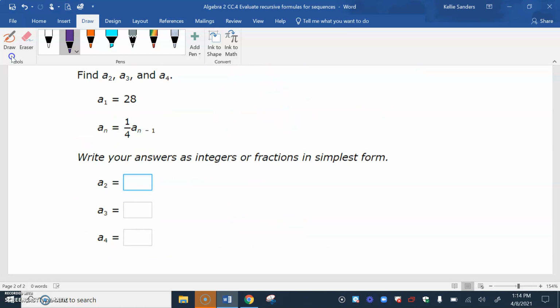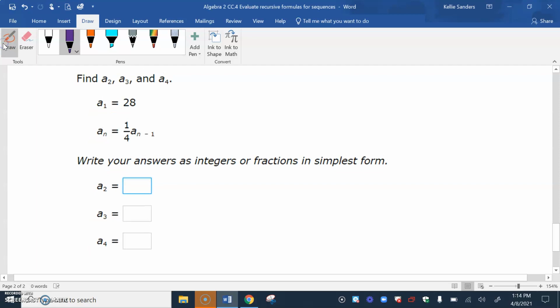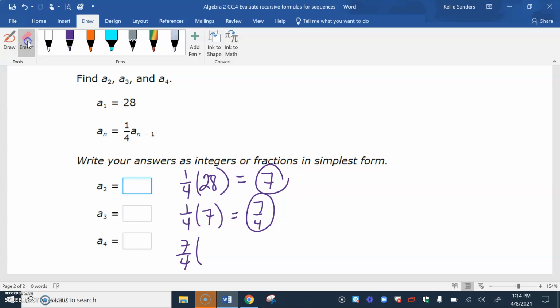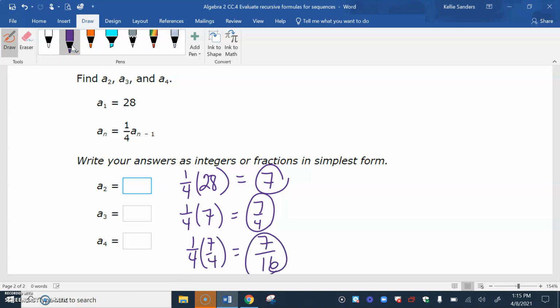So this next one is going to be 1 over 4 times 28, because that was their first term, which is 7. This is going to be 1 over 4 times 7, because that's the answer to the last term, which is 7 over 4. And this is going to be 1/4 times 7/4, because that was the answer to your last one. So that's going to be 7/16.